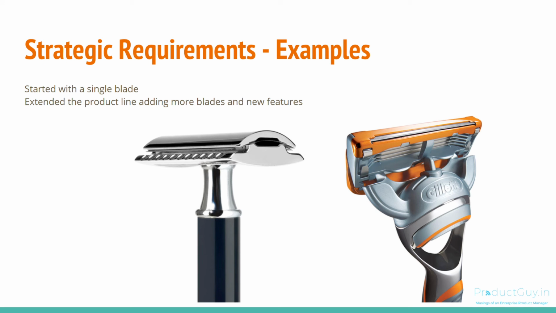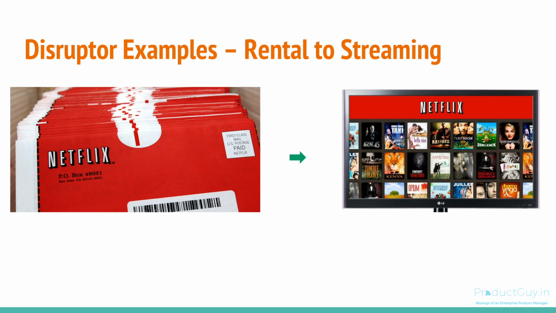The evolution of Gillette product line is an excellent example of strategic requirements. Gillette expanded the product line by adding more blades and a slew of additional features. Transition of Netflix from a rental company to a streaming company is an example of disruptor.